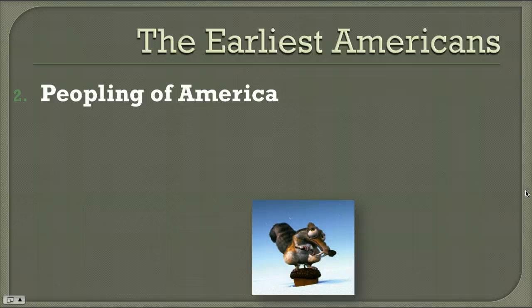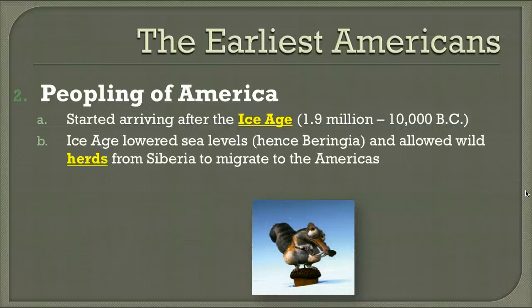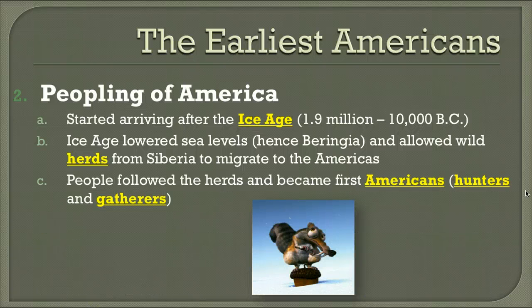So, peopling of America. Well, we know the people of America started arriving after the Ice Age, about 1.7 million to maybe 10,000 BC. That's when this land bridge would have been available to use. Again, the Ice Age had to happen first to swallow up a lot of that water in ice and making the water go down, thus making Beringia able to be crossed. The Ice Age lowered sea levels, hence Beringia, and allowed wild herds from Siberia to migrate to the Americas. People didn't just come to America because they wanted to or they were curious. They did so because they were following different herds of animals. So people followed the herds and became the first Americans.